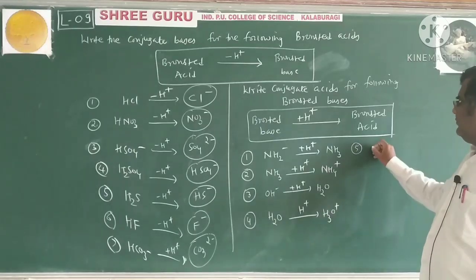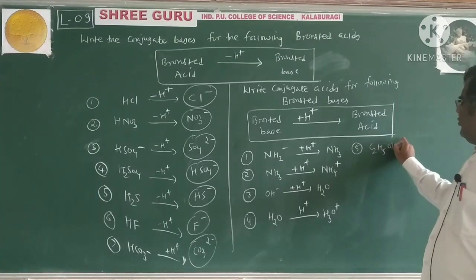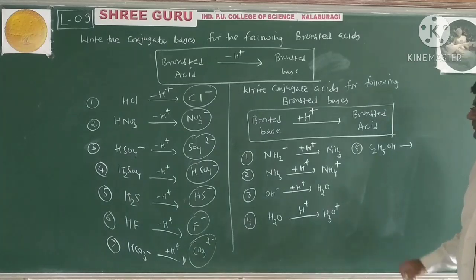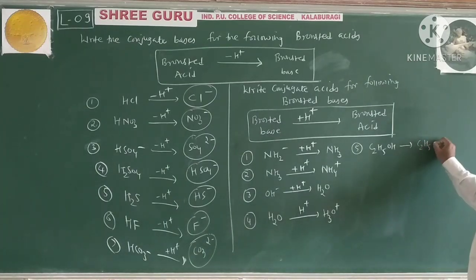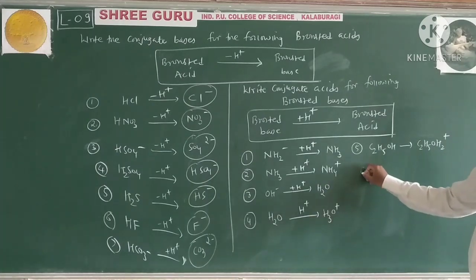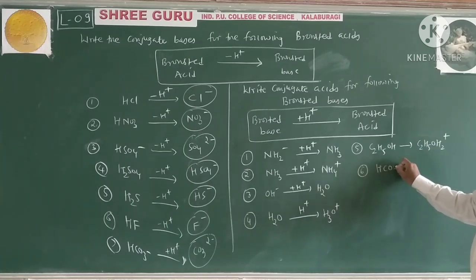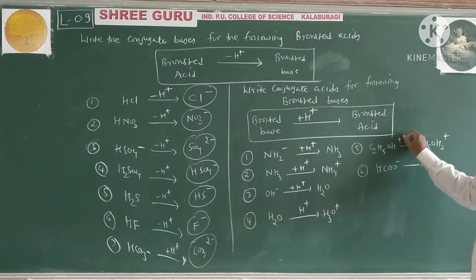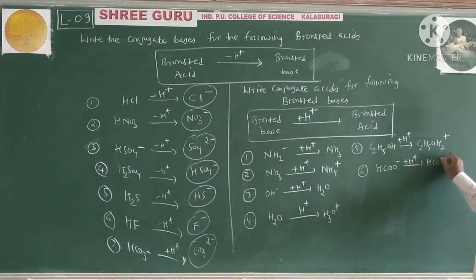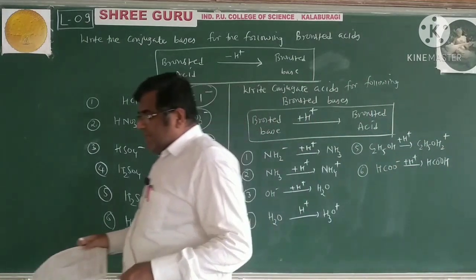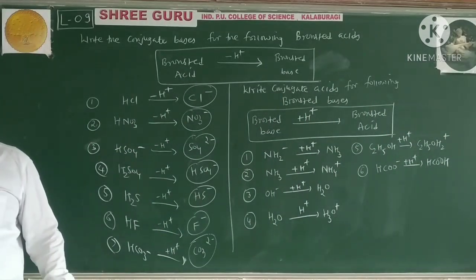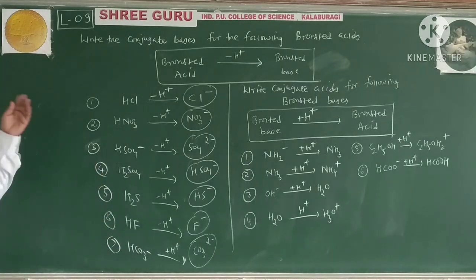Fifth one, C2H5OH. Add H plus, C2H5OH2 plus, we can write. And sixth one, HCO negative ion. Add H plus to it and it becomes HCOH. So these are a few examples of conversion of base to acid.